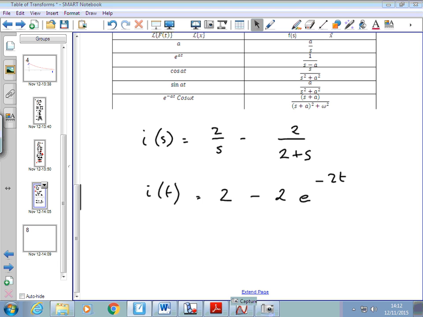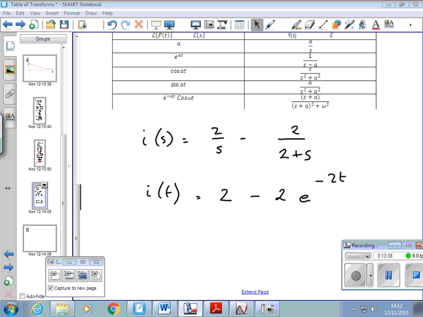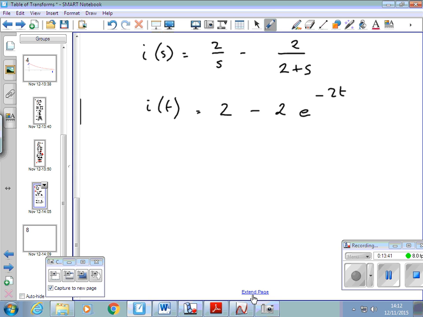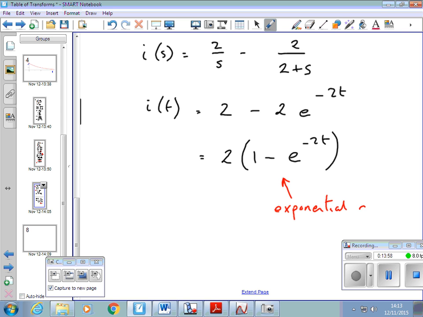Oh yeah, sorry, I'd forgotten the e to the minus 2t in the table. Finally, we can tidy this up a little bit. That is correct, but we would commonly take a 2 outside the bracket to leave us with what we hopefully might recognize as an exponential growth to a limit.